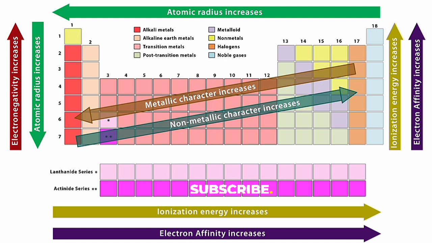Okay? So you may be asked, the ionization energy of an atom is affected by what factors? The first one is the distance of the outermost electron from the nucleus.